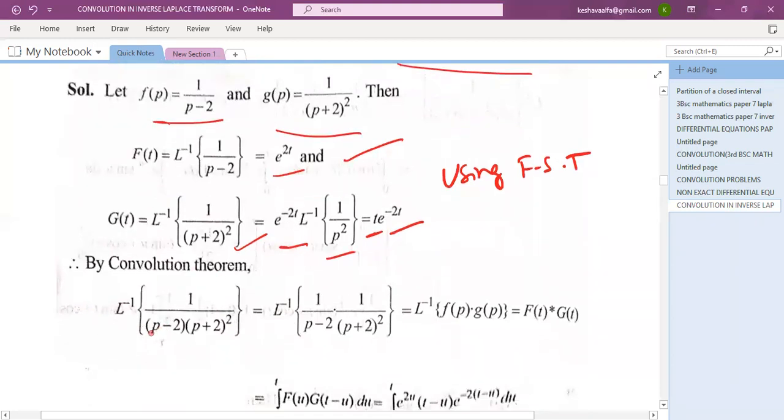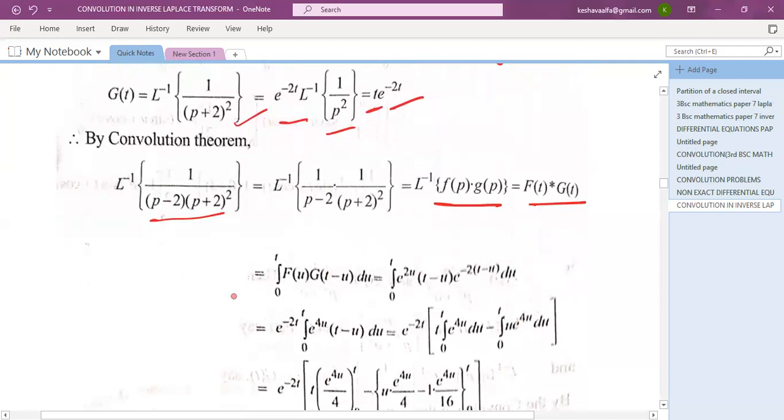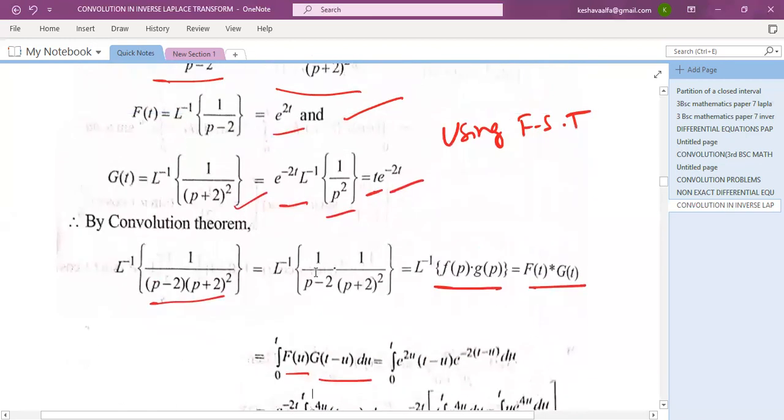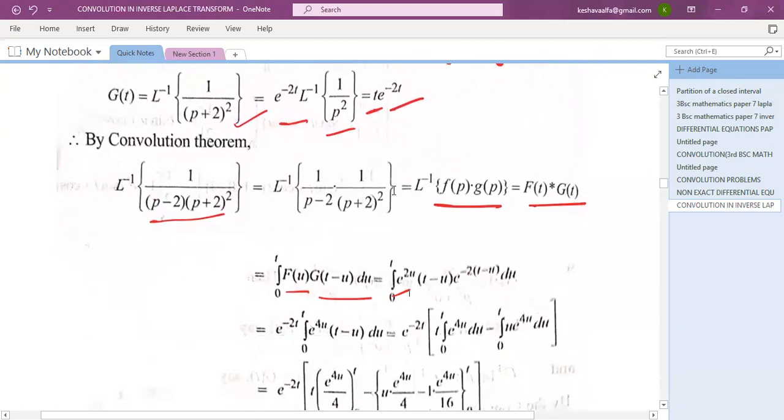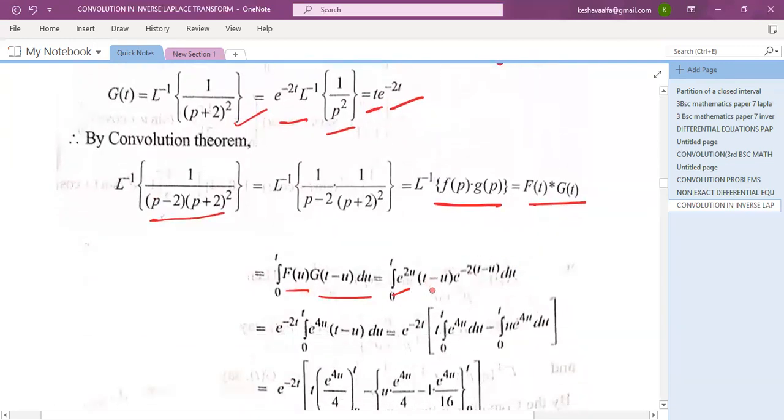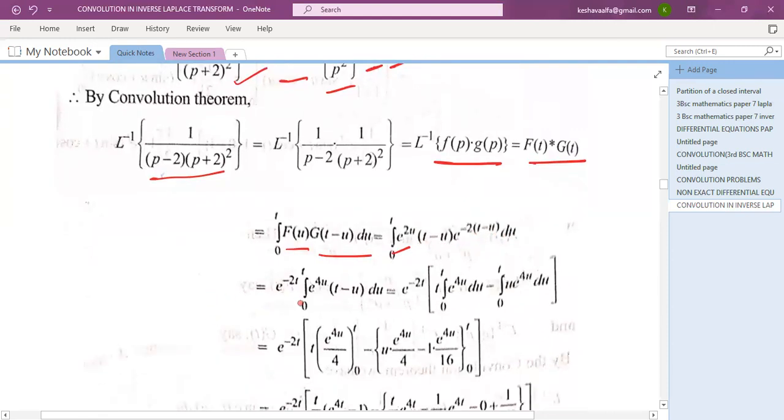Using convolution, L inverse of 1 by (p minus 2)(p plus 2) whole square can be written as 1 by p minus 2 into 1 by (p plus 2) whole square. That is L inverse of f of p into g of p, that is f of t star g of t. Using the convolution definition, integral 0 to t f of u g of t minus u du. f of t is e power 2t, so f of u is e power 2u. g of t is t e power minus 2t, so in the place of t we get (t minus u) e power minus 2 into (t minus u) du. That is e power minus 2t.